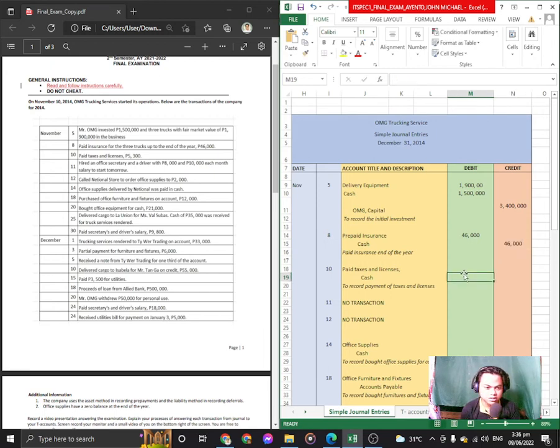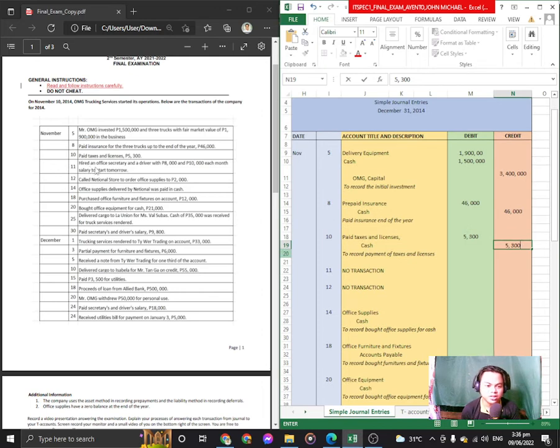Let's move on to November 10. Paid taxes and licenses, 5,300 pesos. Noted, the debit is 5,300 pesos. Then for our credit, we have cash also, 5,300 pesos, to record the payment of taxes and licenses.